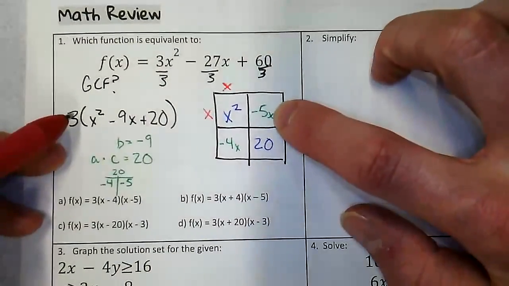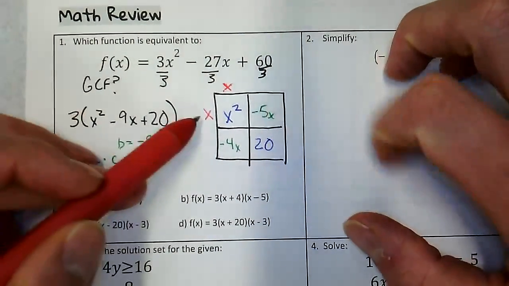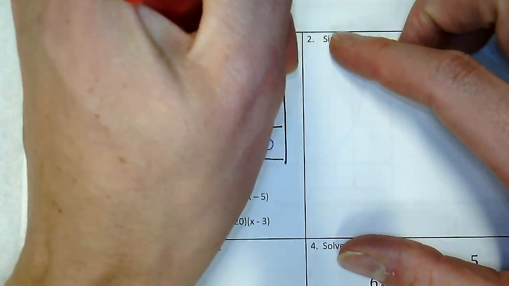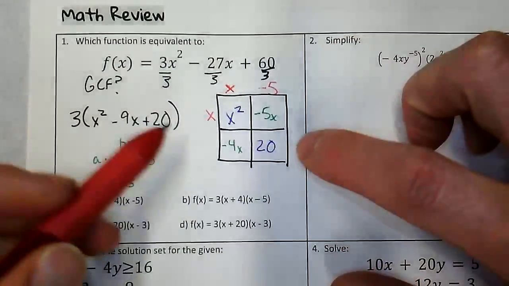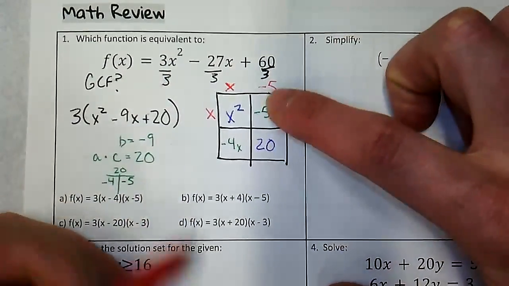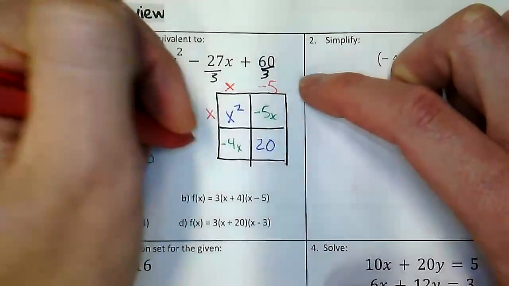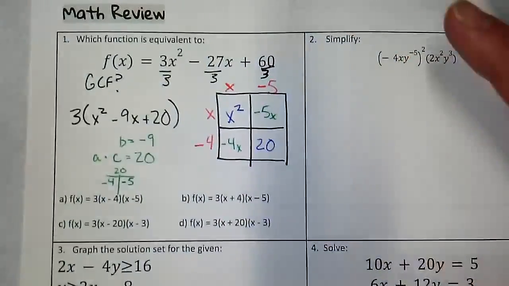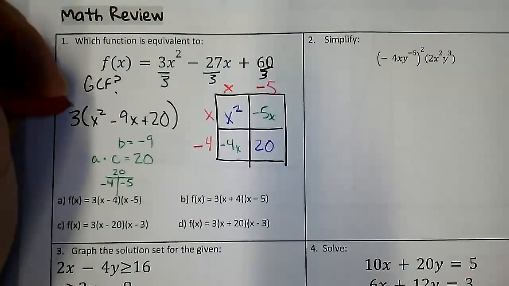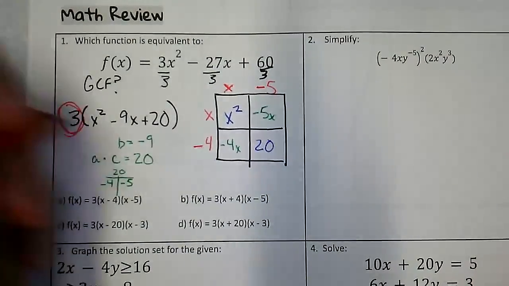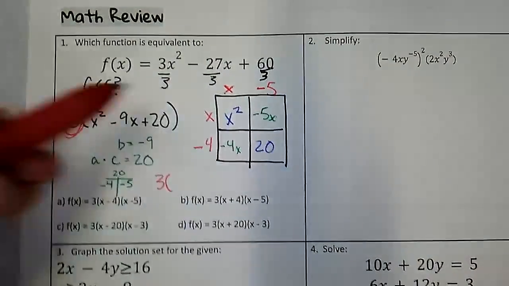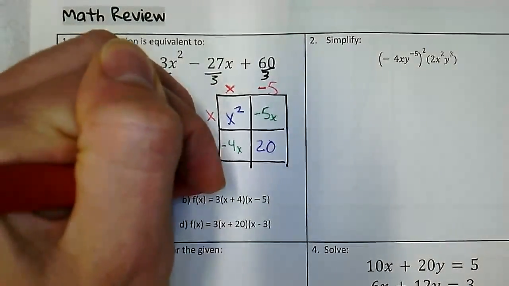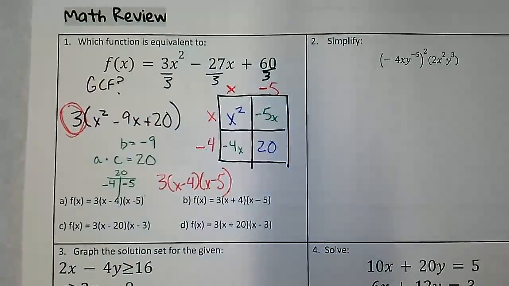All right, I know that negative 5x is the product of these two blanks. So if this is x, this has to be negative 5. And if this is 20, I know that this is the product of negative 5 and this blank. So this blank has to be negative 4. And we are looking at our answer on the outside of the box. Okay, we have to make sure to remember to include our GCF, which is 3. So we have 3, x minus 4, x minus 5. So our answer choice is A.